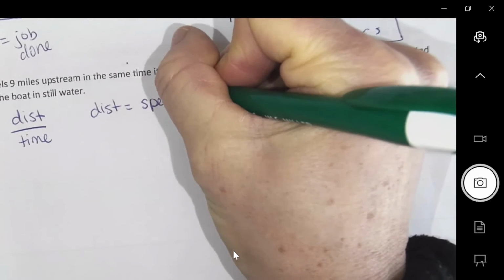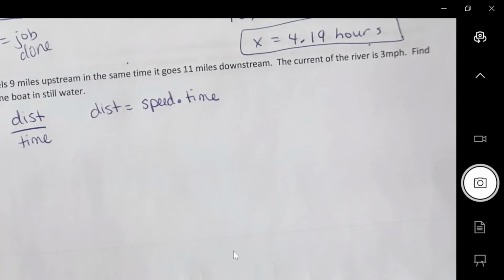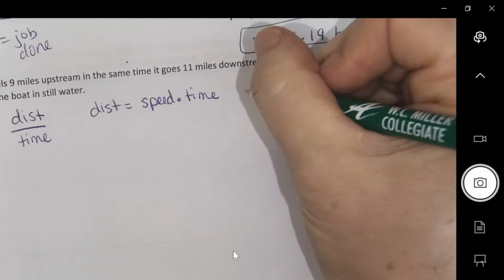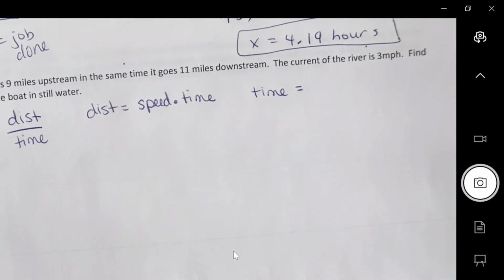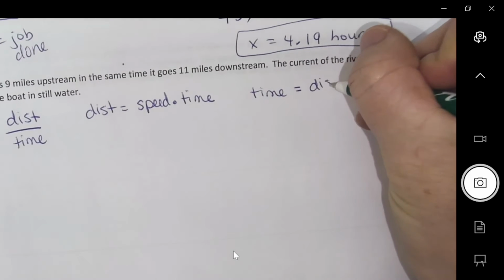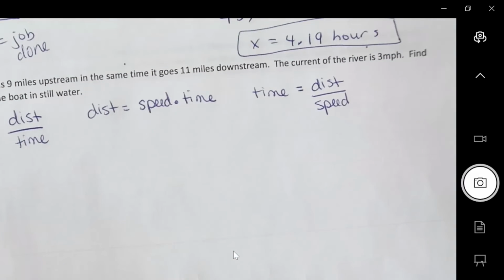I would do speed times time. And how would you switch to be time in that formula? Speed times distance. Right? Or no? Distance. Speed divided... Distance divided by speed.